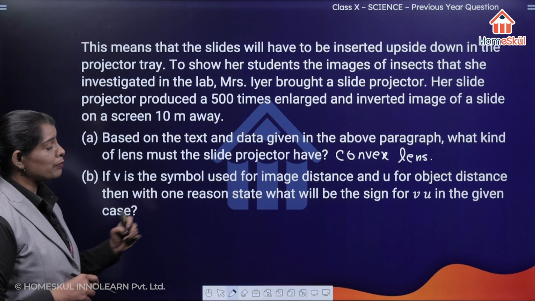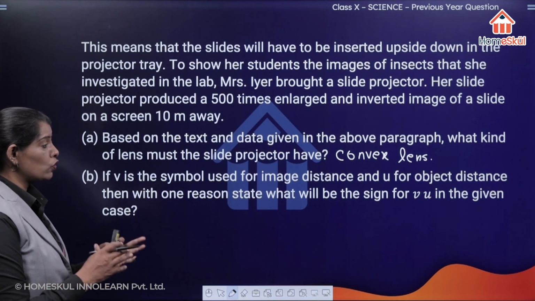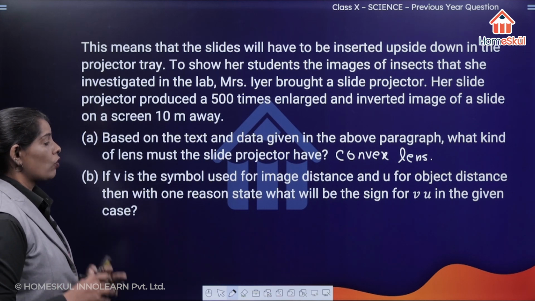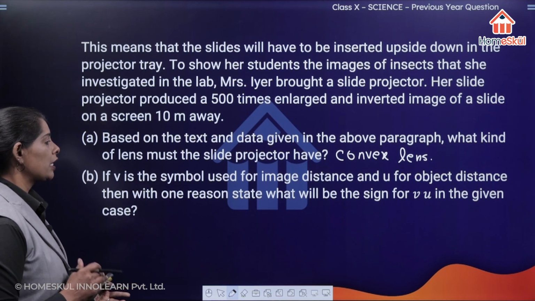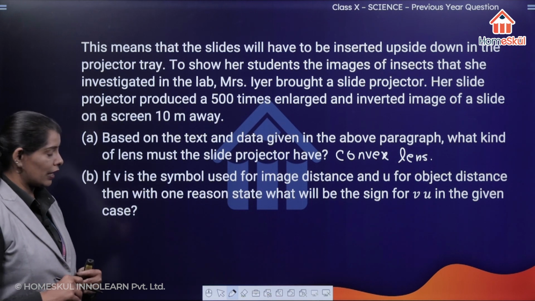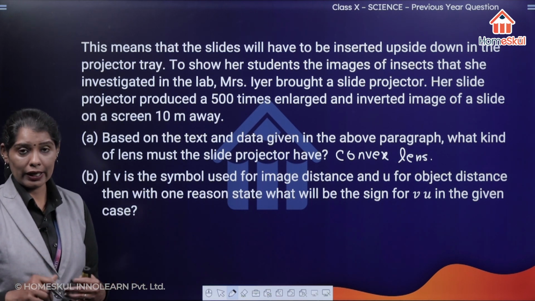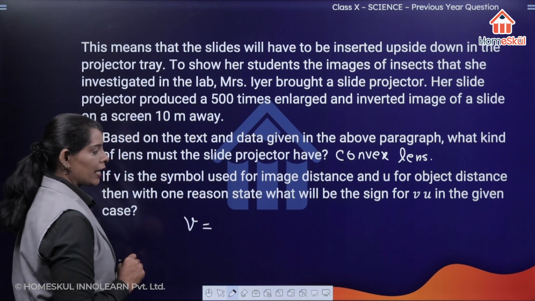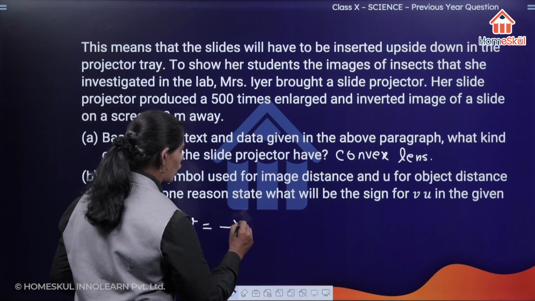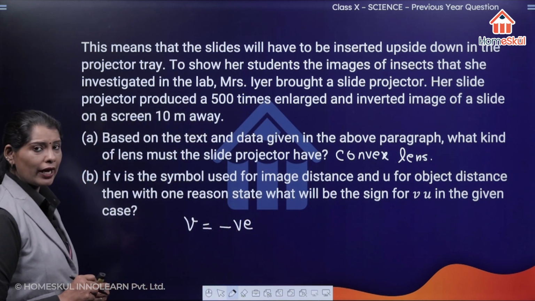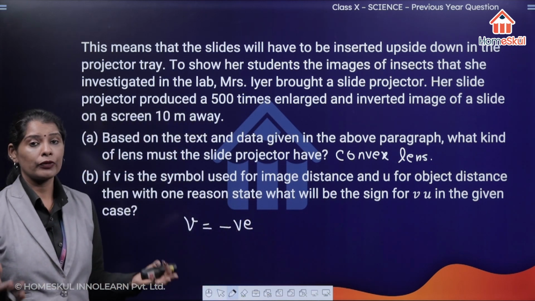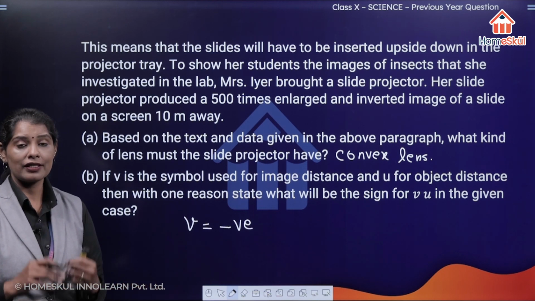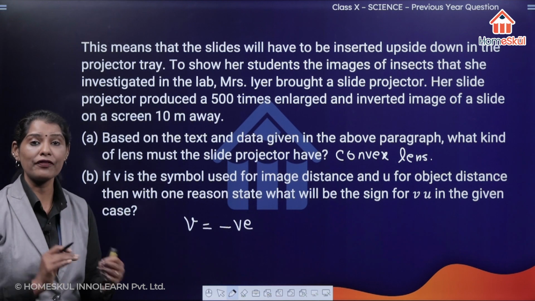If V is the symbol used for image distance and U for the object distance, then with one reason, state what will be the sign for V, U in the given case. So, we know that it is a real and inverted image. That means, as per the sign convention, the sign for V, that is the image distance, will be always negative. Right. What about U? We know that U is always kept on the left-hand side, right? That is, the object is always kept on the left-hand side.